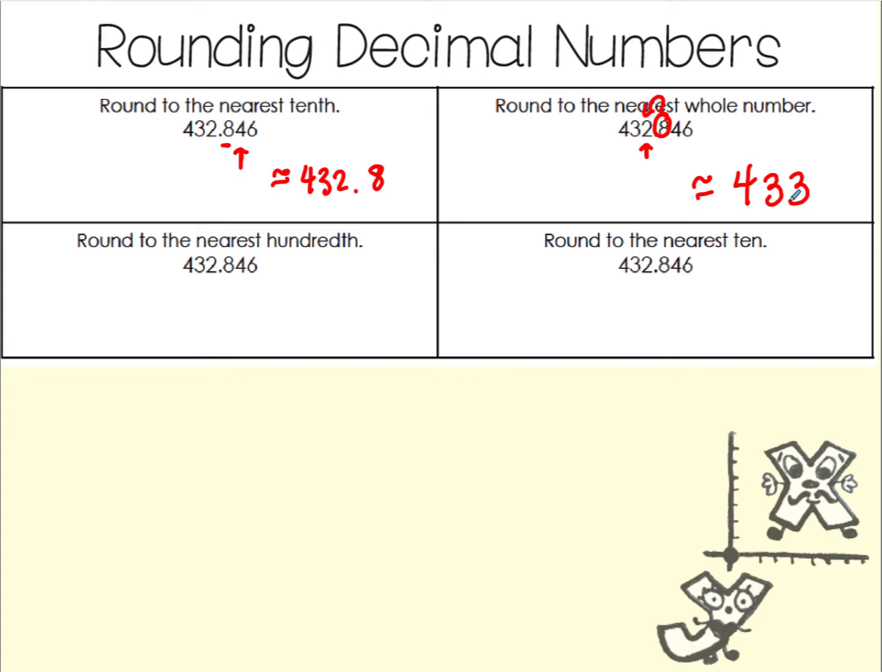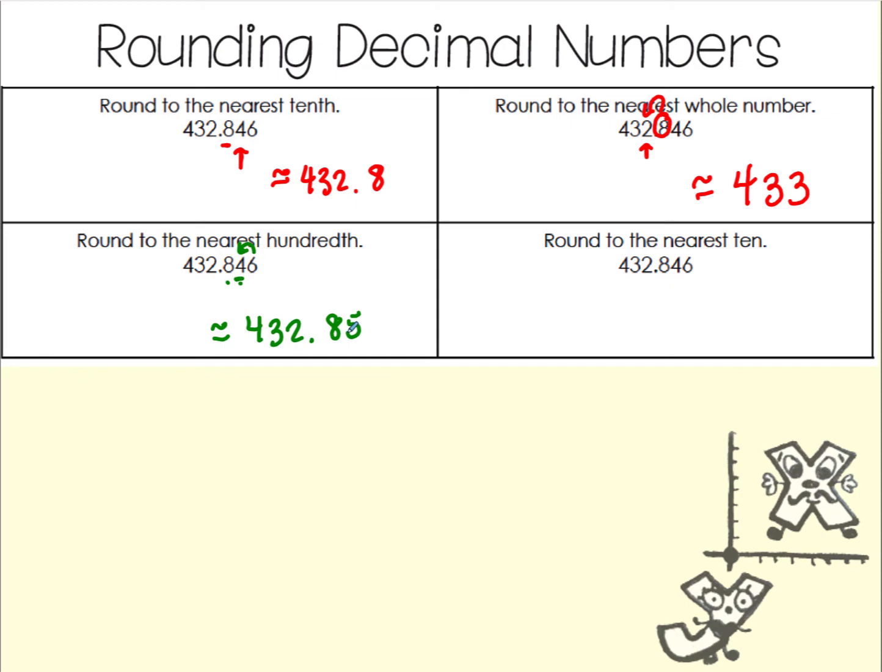So if we rounded it to the nearest hundredths, okay, remember it goes tenths, hundredths, so that's here. I look to the right, and the number to the right is a 6. So remember, 6 is greater than 5, so that means I'm going to increase it by 1. So that means this is approximately 432 and 85 hundredths.